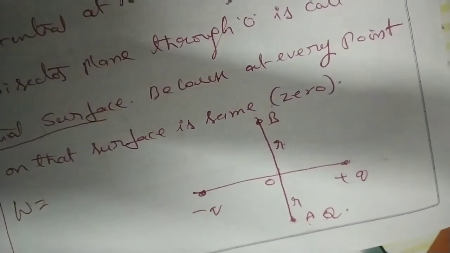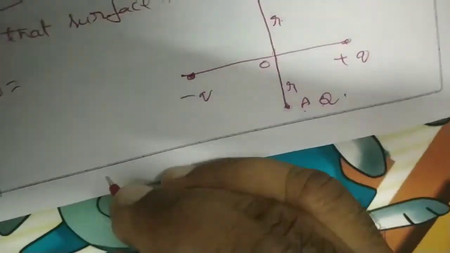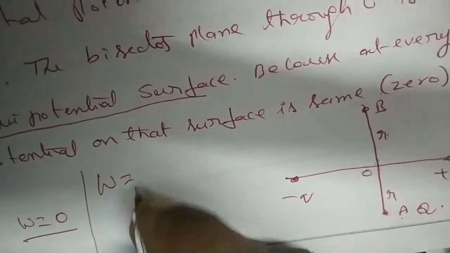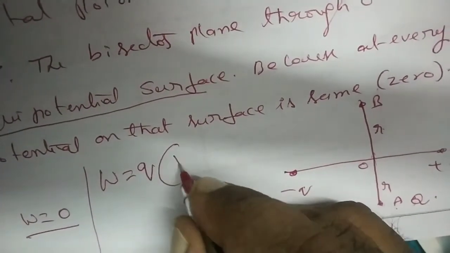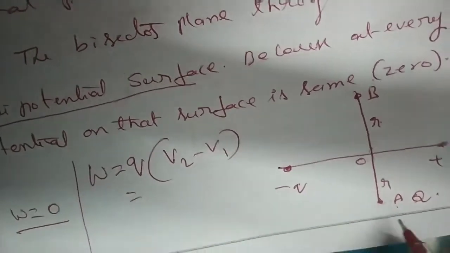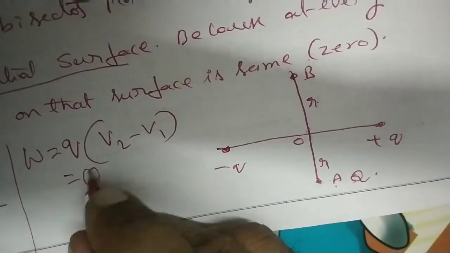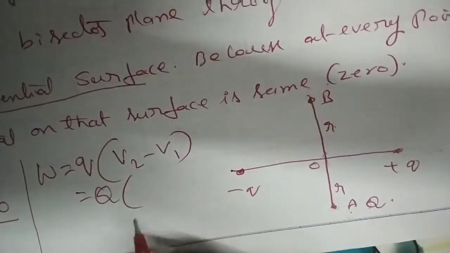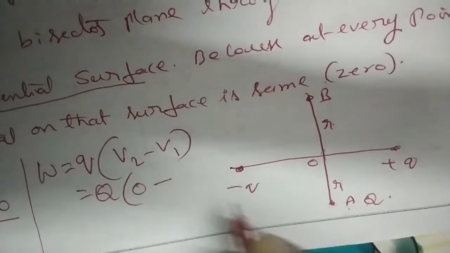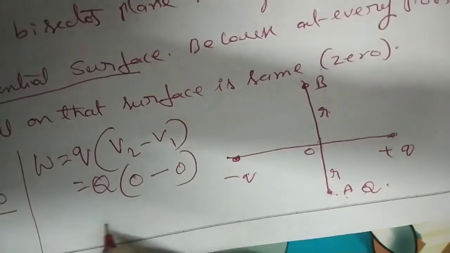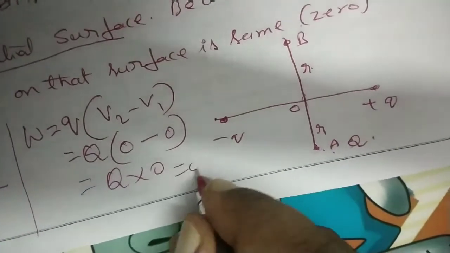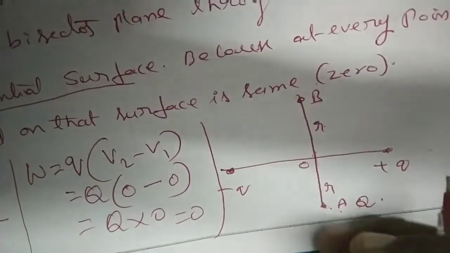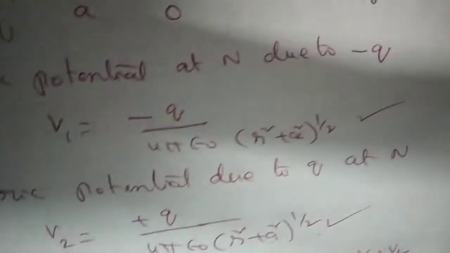Work done in displacing any point charge from one point to another is Q into the potential difference, V2 minus V1. The charge which you are displacing is big Q. V2, the final point, is B, because I am displacing Q from A to B. So final potential is 0 and initial potential at A is again 0. That is why Q into 0 is equal to 0. Means what? No work will be done in displacing any charge from one point to another on this equipotential surface.